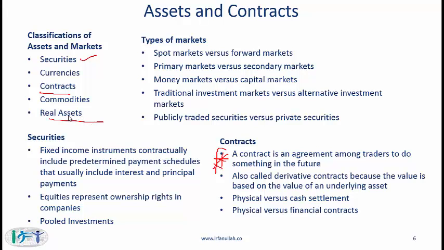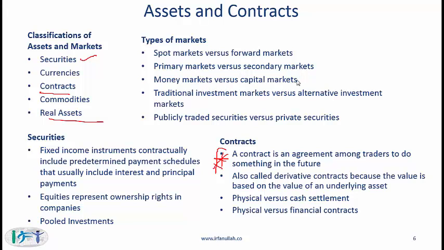By real assets, we mean equipment, for example, or property. There are different types of markets, and you need to understand the distinctions here. Spot market versus forward markets. In the spot market, you are buying today. In the forward market, you are agreeing today to buy in the future.